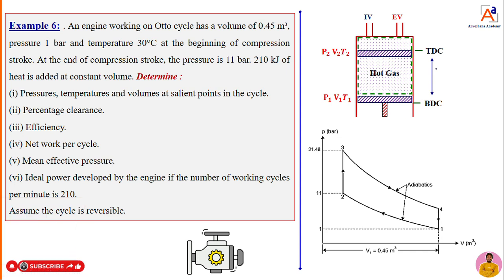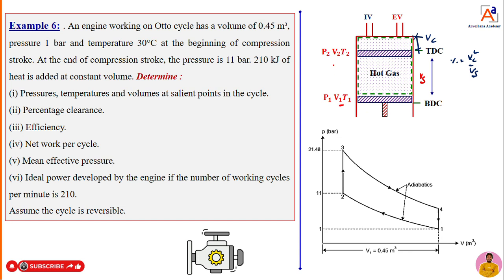So percentage of clearance is equal to VC divided by VS, dear students. VC is nothing but what? This volume is nothing but the clearance volume, or VC. But the volume between BDC to TDC is nothing but what? Swept volume, dear students.